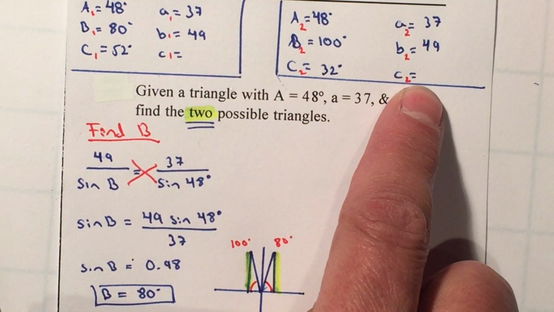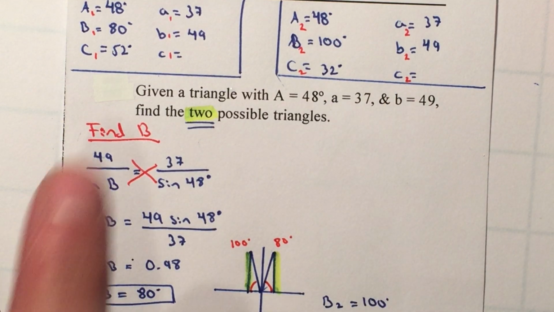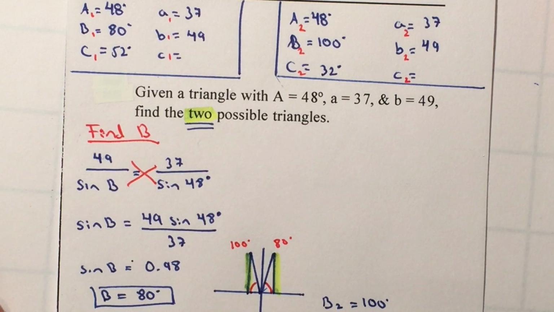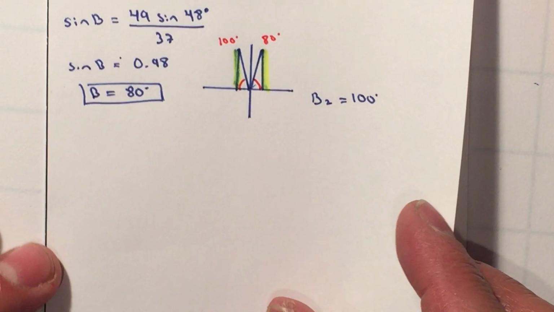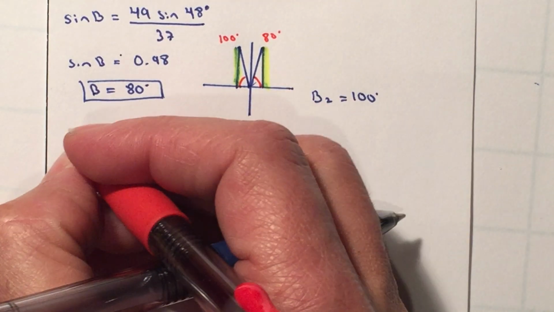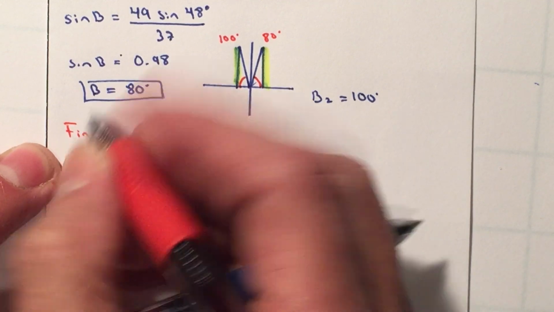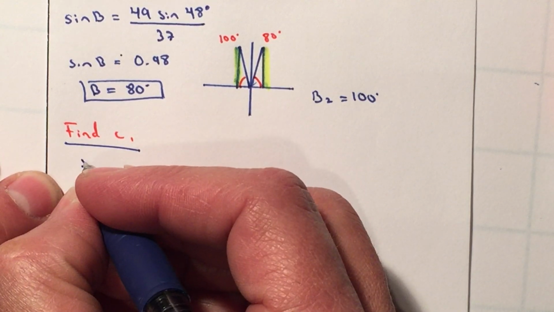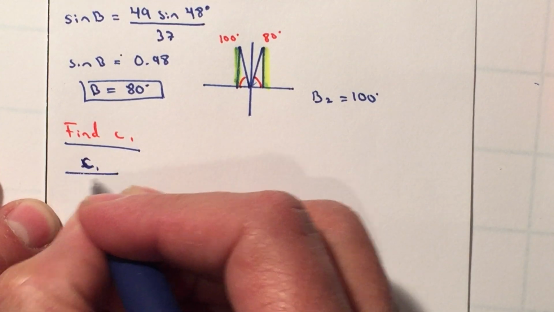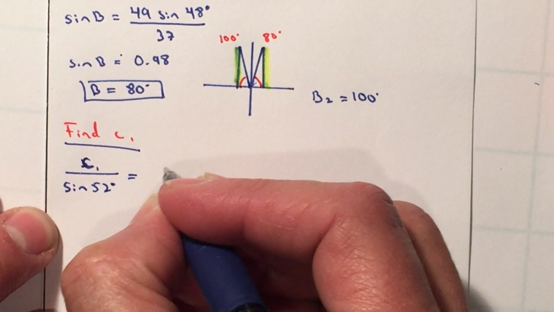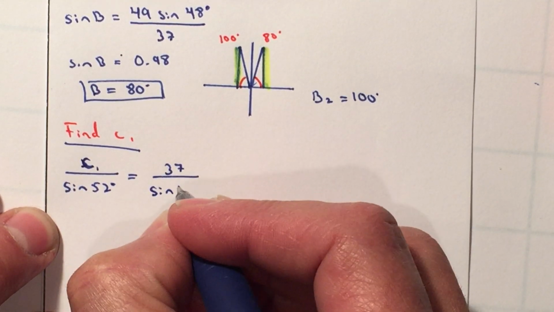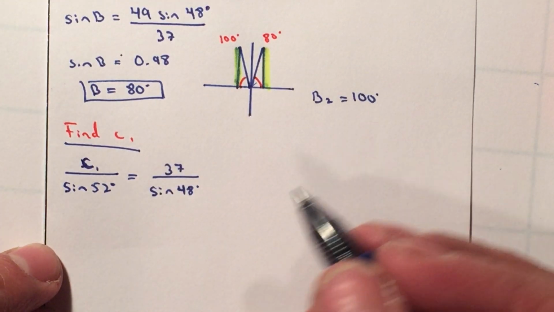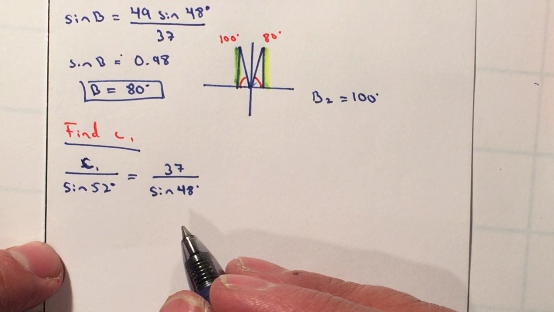And now the only thing I need to find is side c1 and side c2. Now that I have the angle, I can use the law of sines to find c. If you don't have enough space, you can always do it on a separate piece of paper. So let's go and find c1. The law of sines is very quick. So I'm going to use the original information. So I'm going to do c1 over the sine of 52 degrees, and I'm going to use the 37 over the sine of 48 degrees because that's the information that's given to me. If you use another angle inside, it'll be the correct answer if you did it correctly.